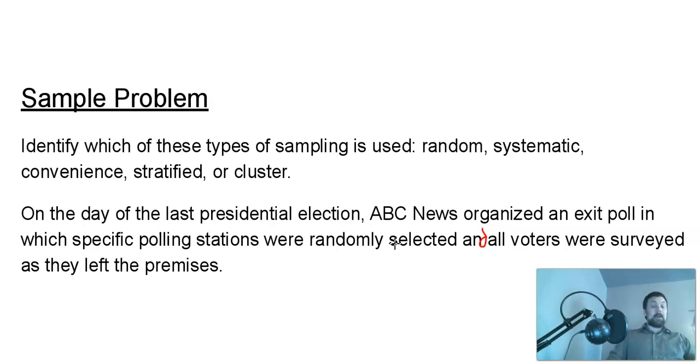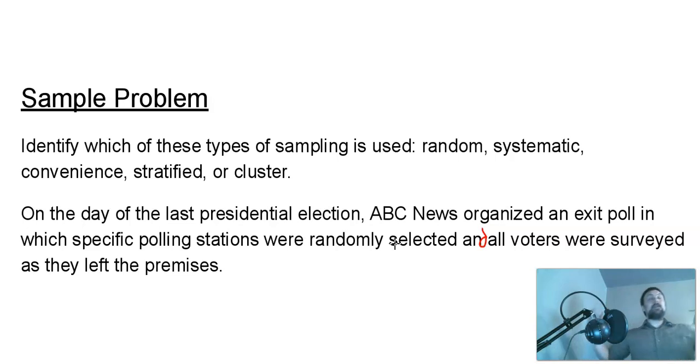All right, so what's happening here is that their population is all voters, right? They're trying to understand the entire population of voters. And the way they collected their sample, the way they determined their sample was by, what did it say here? ABC News organized an exit poll in which specific polling stations were randomly selected. So polling stations are designated geographically, right? So you try to have polling stations throughout the town.